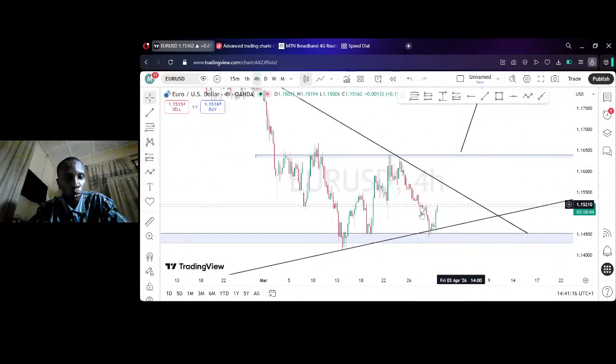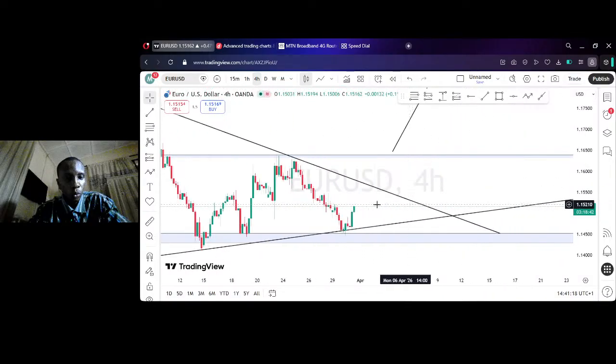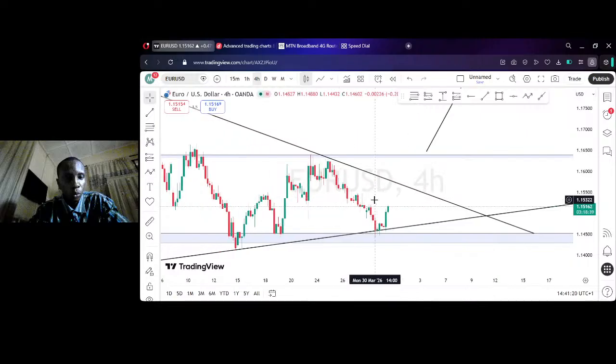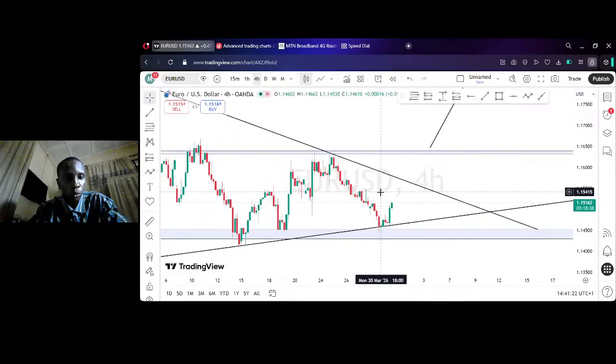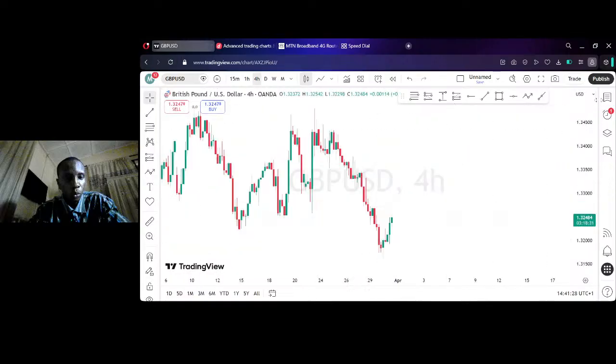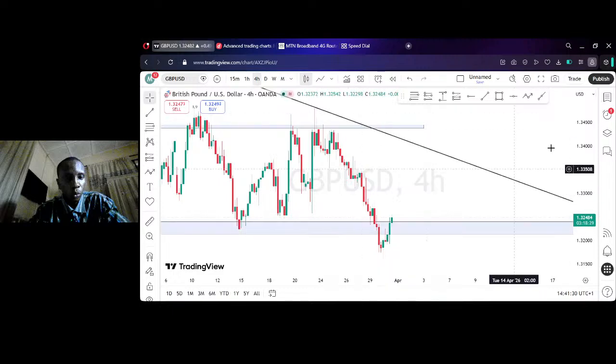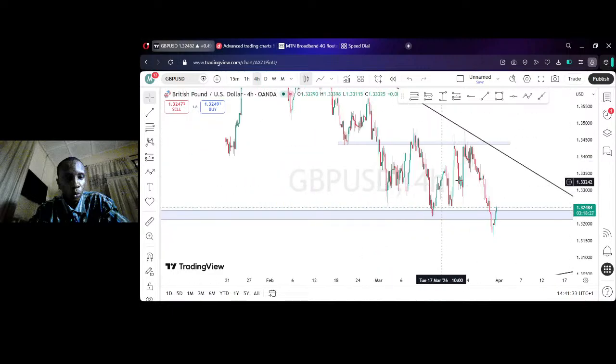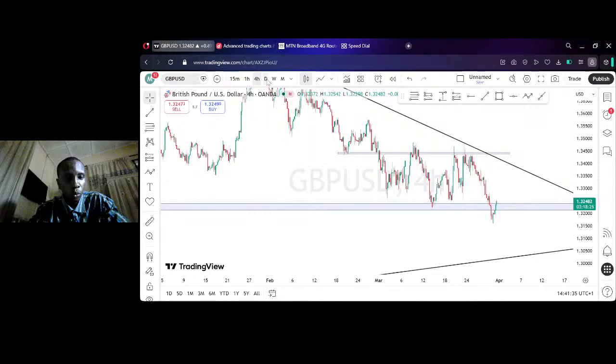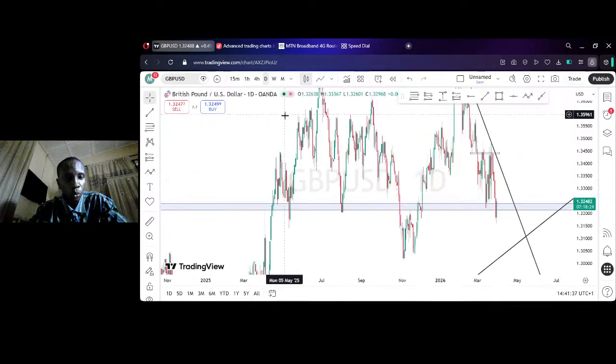So that is that on the Euro USD. So now, coming to the GBP USD. Now on the GBP USD as well, right here. Okay, let's come to the daily time frame to see.